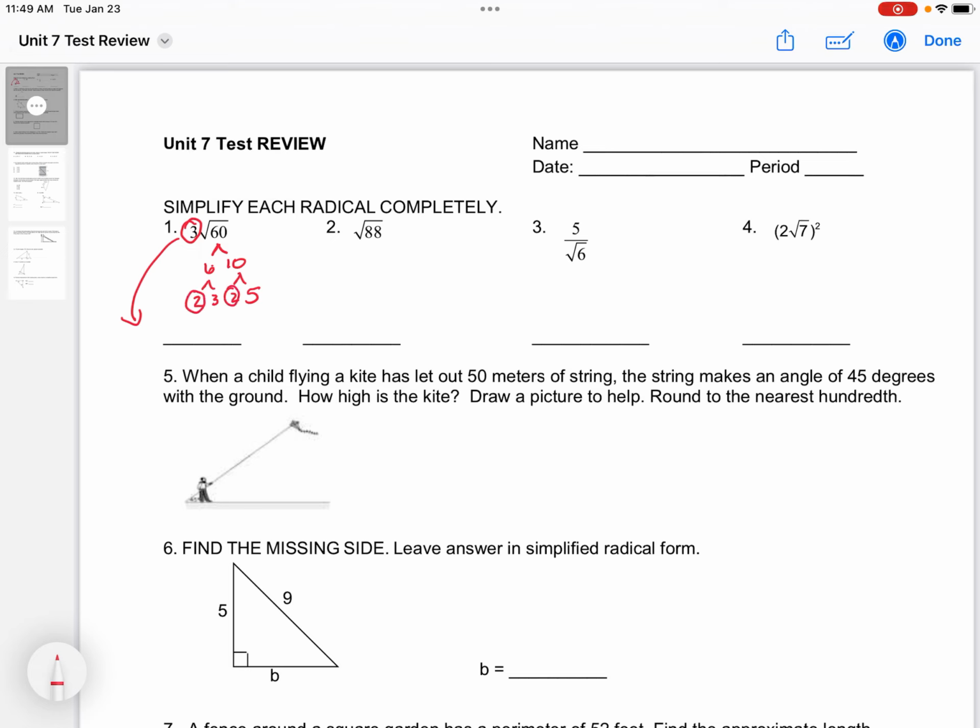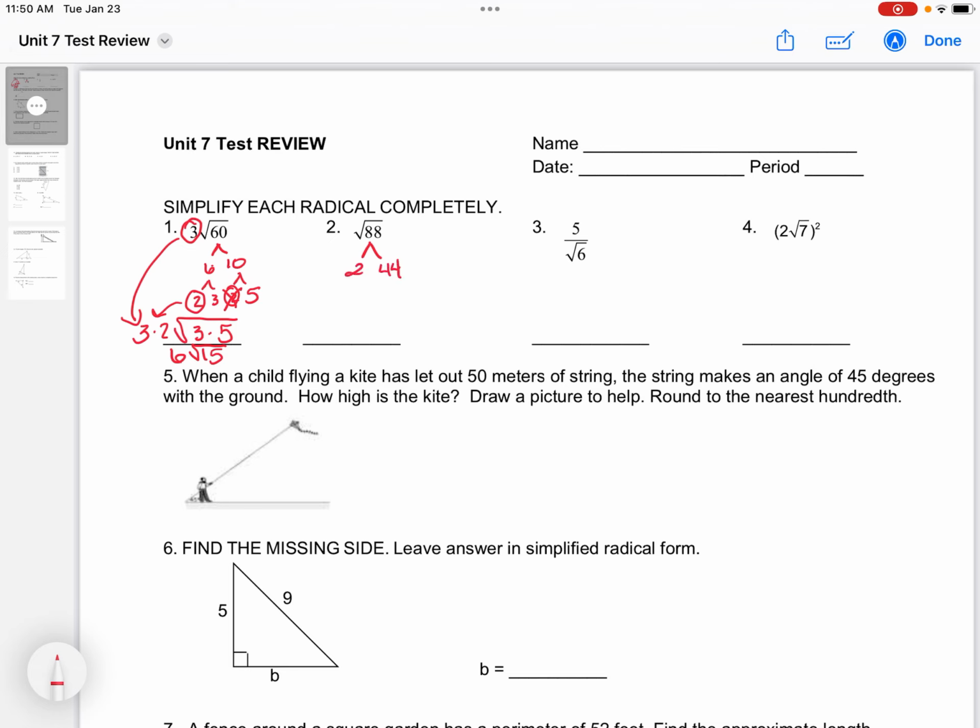So when I have these, I'm looking for pairs. Here's a pair. So my 3 is already outside. My 2 comes outside. 1, 2 gets crossed out. And what's left inside is my 3 and my 5 because they don't have pairs. So I end up with 6 times the square root of 15.